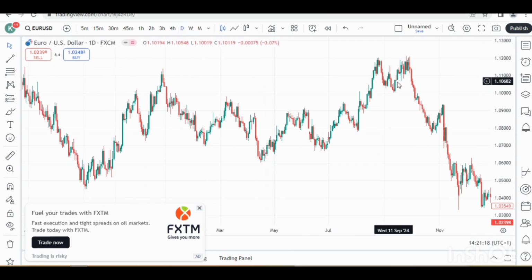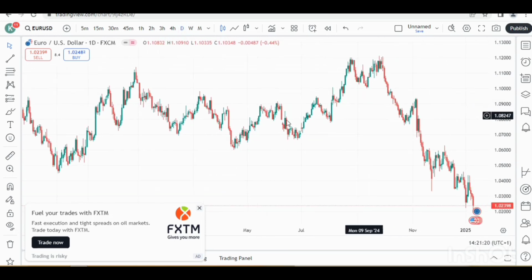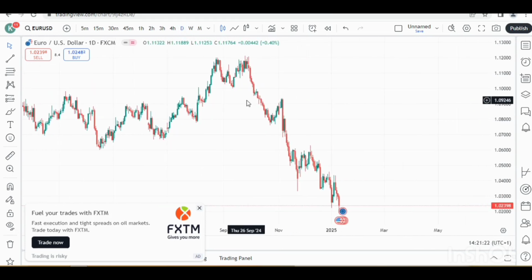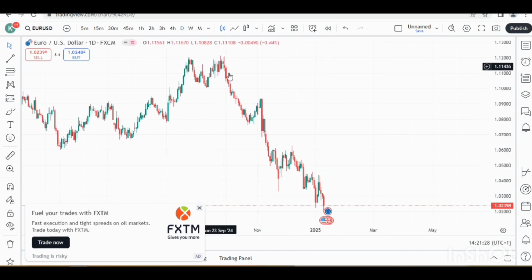So we are on the daily time frame. As you can see, the market is in a downtrend. The market is making a series of lower highs and lower lows. Lower highs, lower lows, lower highs, lower lows. So now we know that the market is selling, it's in a downtrend.